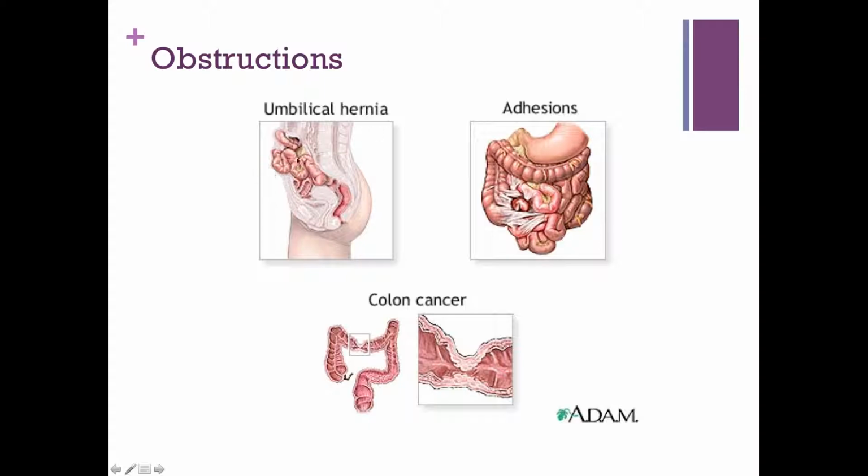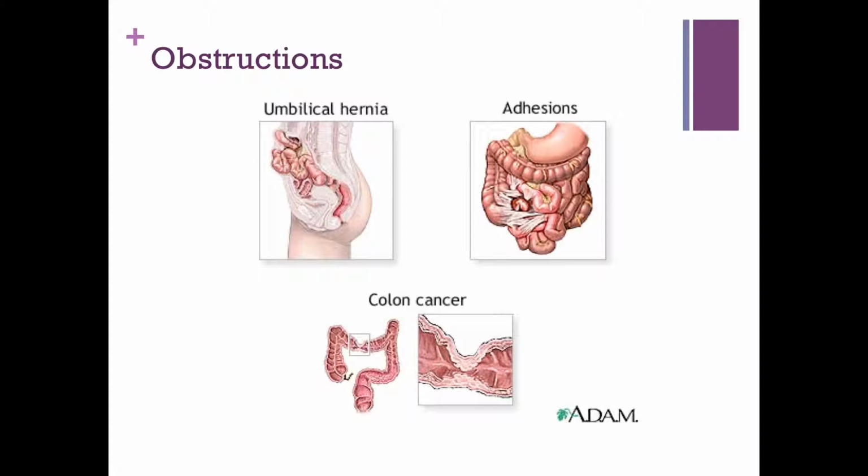There are herniations, which is when a connection site is maintained, but a part of that tissue has herniated out of the place where it should be. So we'll talk about different hernias. One that's common in the abdominal region is called the umbilical hernia, through the umbilicus or belly button. And then there are tumor obstructions.